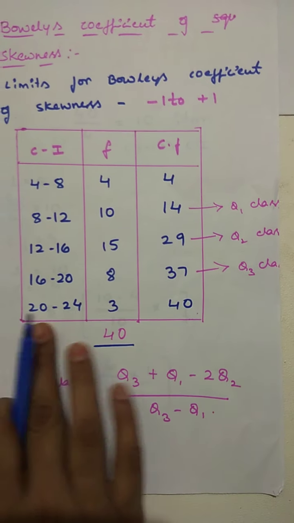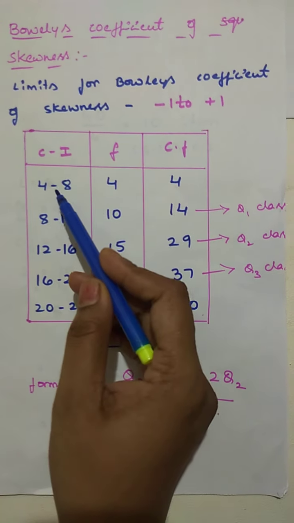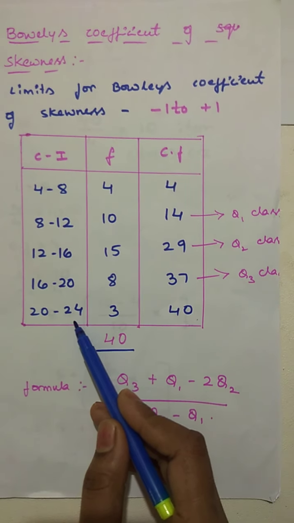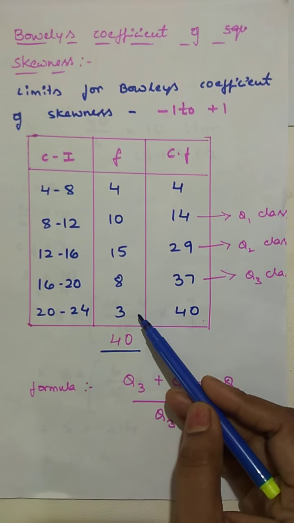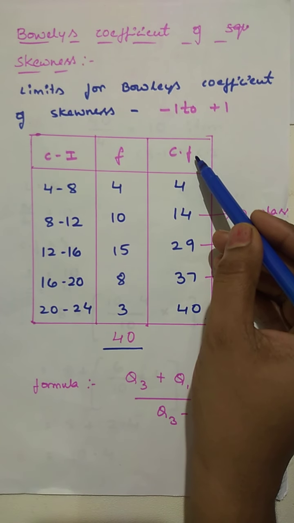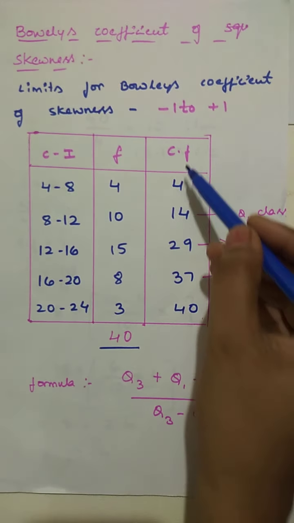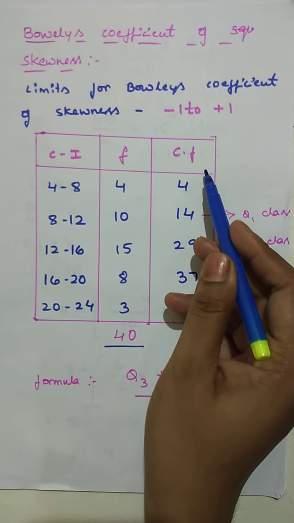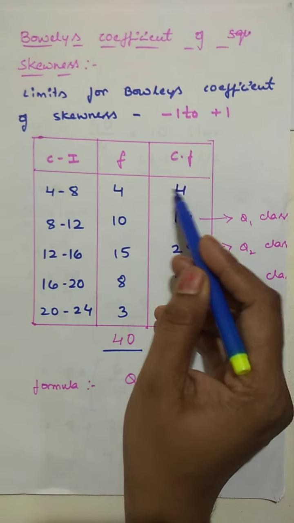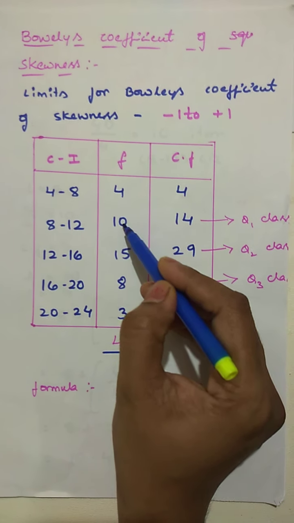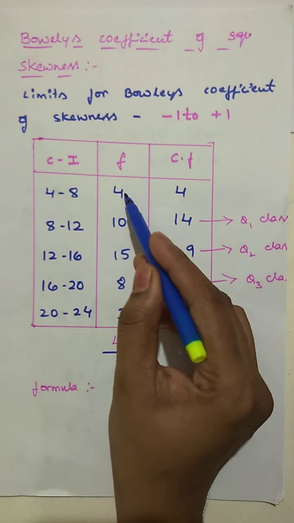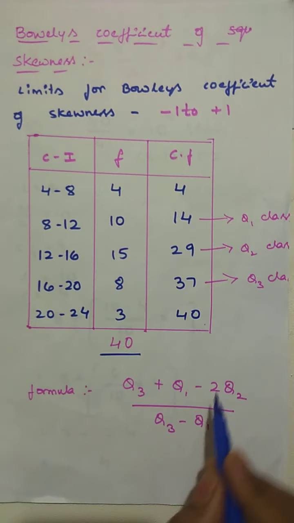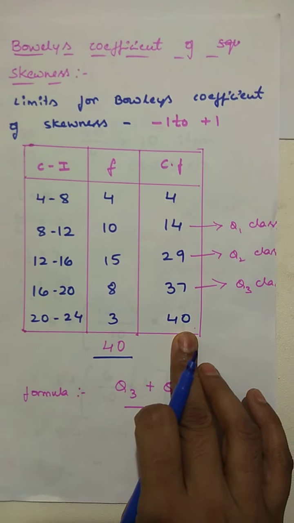This is the problem. Class intervals 4 to 8, 8 to 12, 12 to 16, 16 to 20, 20 to 24. These are the frequencies, and these are the cumulative frequencies, which I have calculated. We know how to find the cumulative frequencies: 4 as it is, then 4 plus 10 is 14, 4 plus 10 plus 15 is 29. Like this we need to add. So these are the class frequencies.